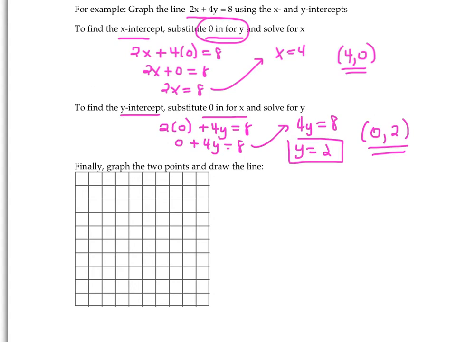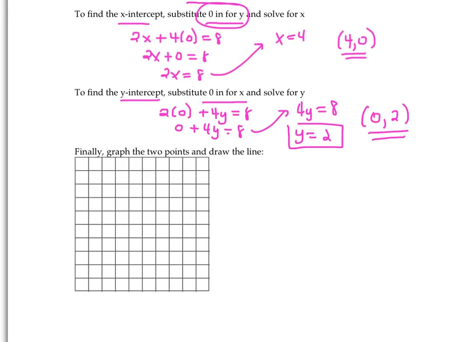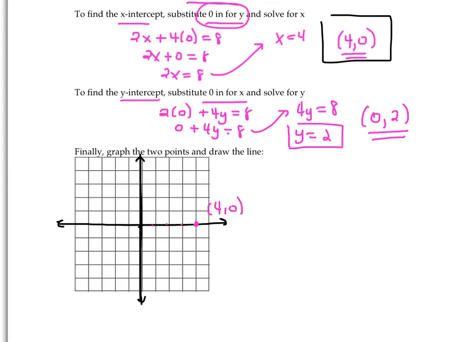Okay. Now finally we're going to graph this line. So come down to the grid and go ahead and draw on your y-axis, and draw on your x-axis. Plot your x-intercept, which is (4, 0). So go to the origin, count to the right 4. 1, 2, 3, 4. So that point is (4, 0), the x-intercept.